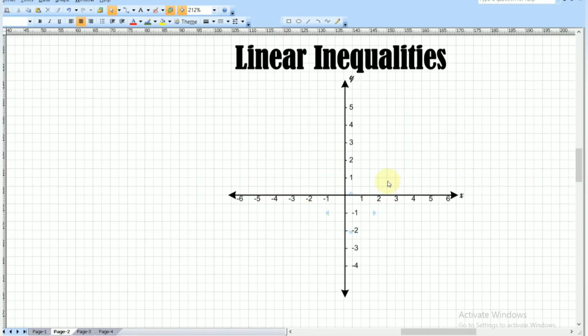And this is the second example. If I give you an equation, still in slope-intercept form, and we have y equals 2x minus 1, therefore we know that the slope is 2 and the y-intercept is negative 1.